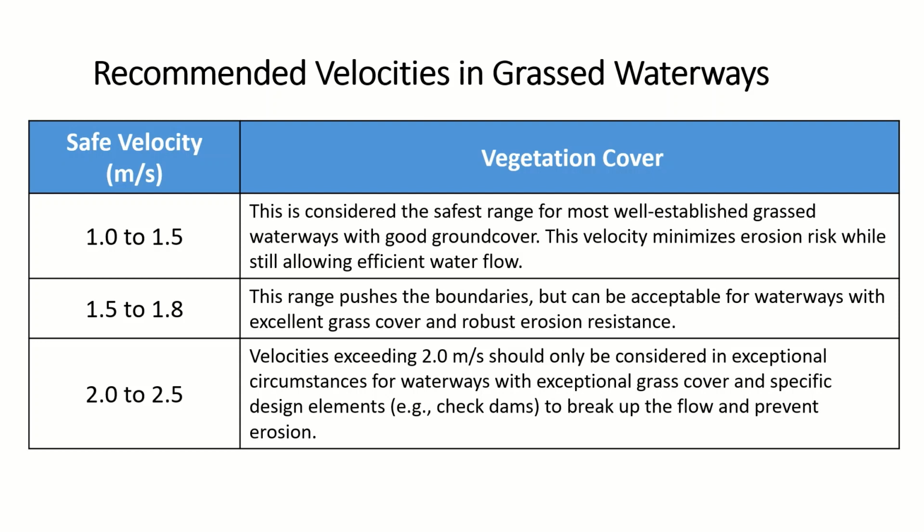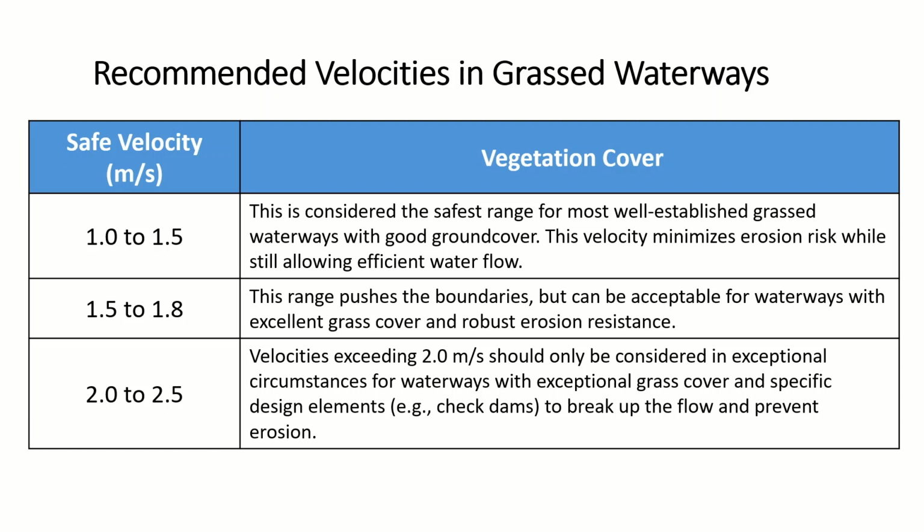If the flowing water has a velocity ranging from 1.5 to 1.8, then it is pushing the boundaries. It is still considered acceptable, but only for those waterways with excellent grass cover and robust erosion resistance. But you will rarely find a grass waterway having excellent grass cover.